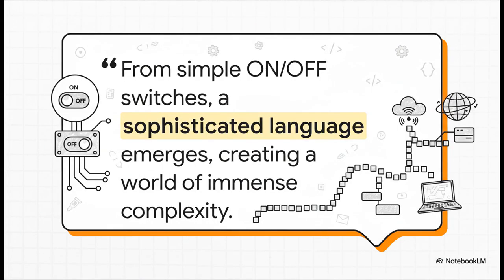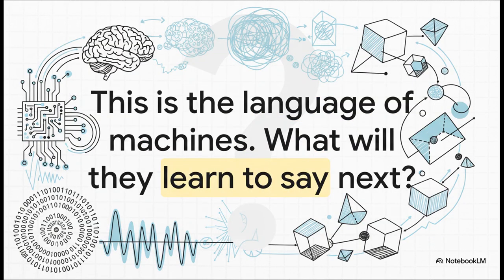It really all comes down to this one incredibly powerful idea. From the most basic, simple concept you can imagine, a switch being on or off, we have built an entire sophisticated language. It's a system of elegant, efficient rules that makes the mind-bending complexity of our modern digital world possible. We've just decoded the fundamental language of machines, a language that was literally born from pure logic and electricity. So the final question, the one I want to leave you with, is this. As these machines become exponentially more powerful, what will they learn to say next?